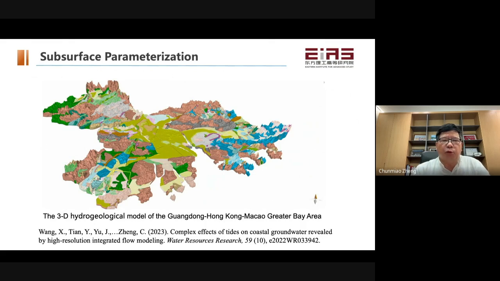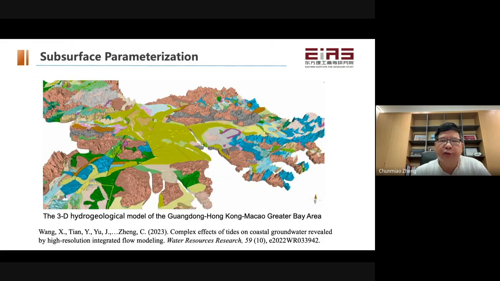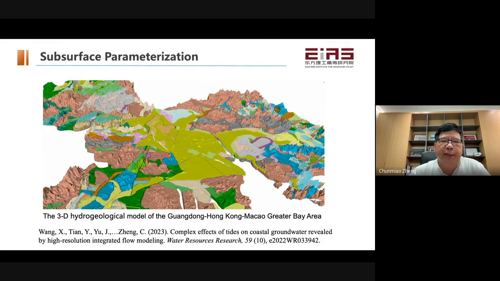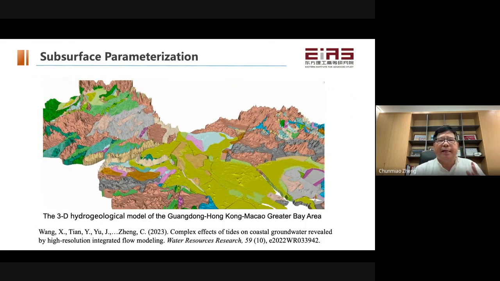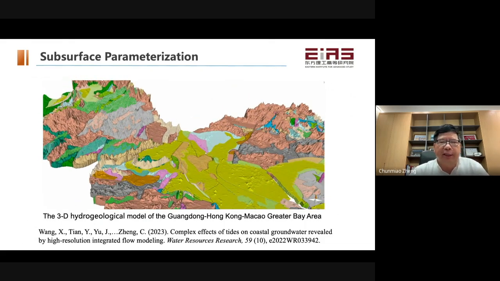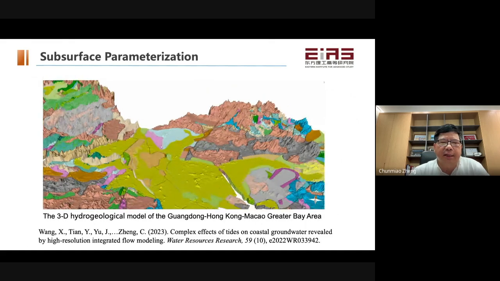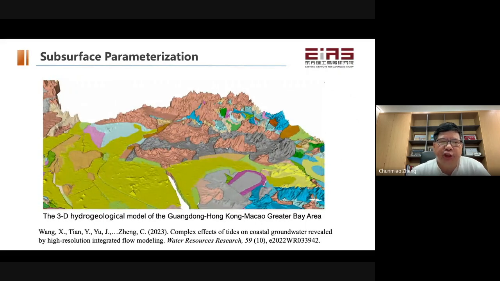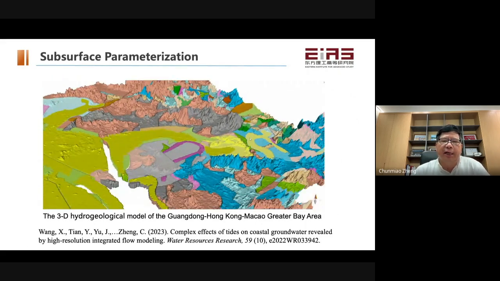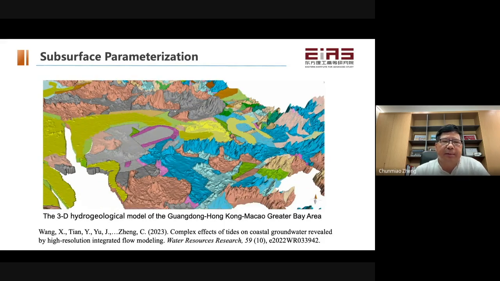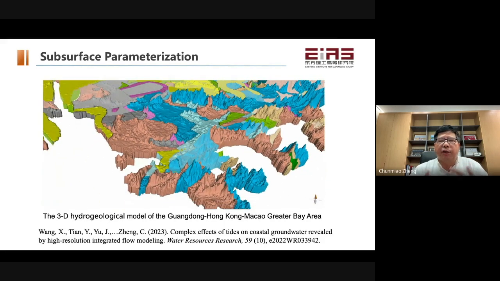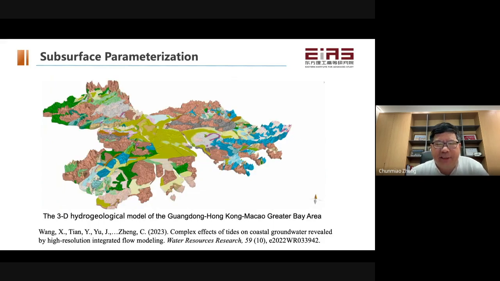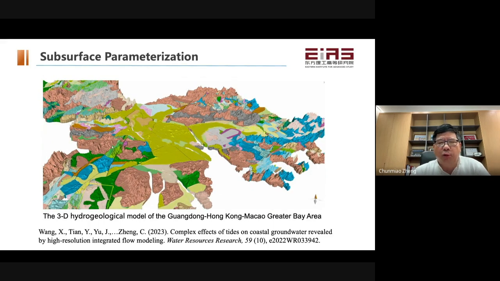And then the groundwater is very important because we simulate the surface water-groundwater interactions, and also groundwater might discharge to the ocean directly in this submarine groundwater discharge process. And for groundwater, this is the subsurface parameterization. Different colors show the different hydraulic conductivity. That's the main controlling parameter for groundwater flow.